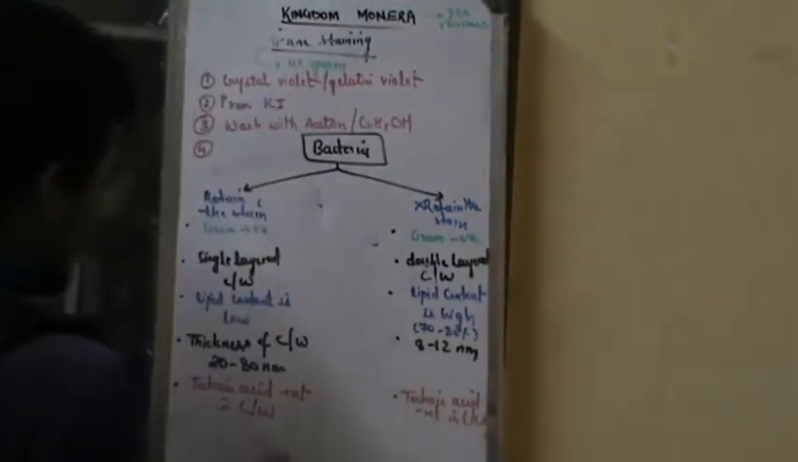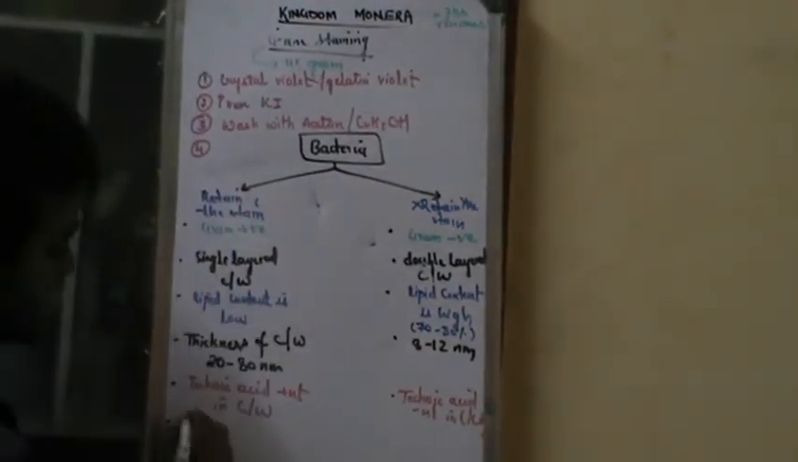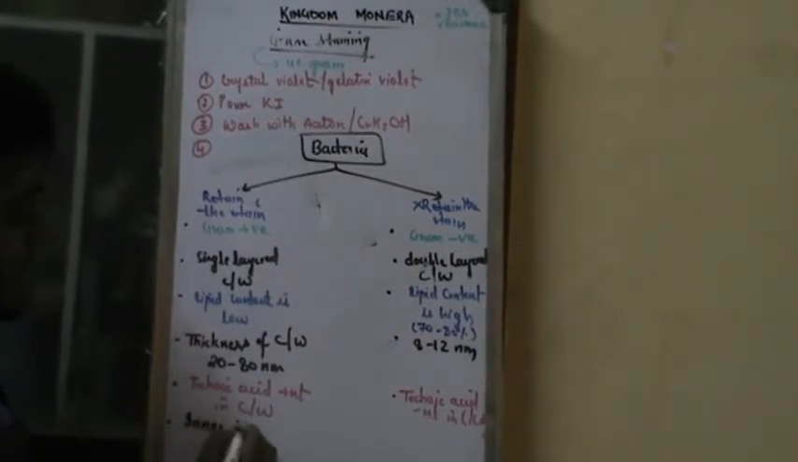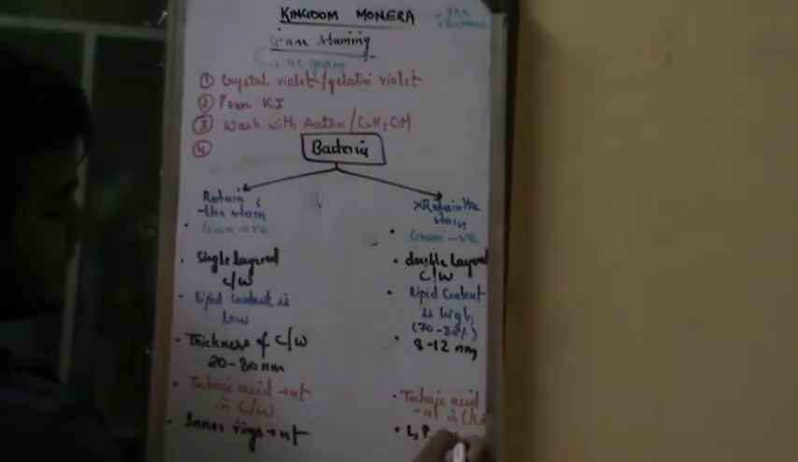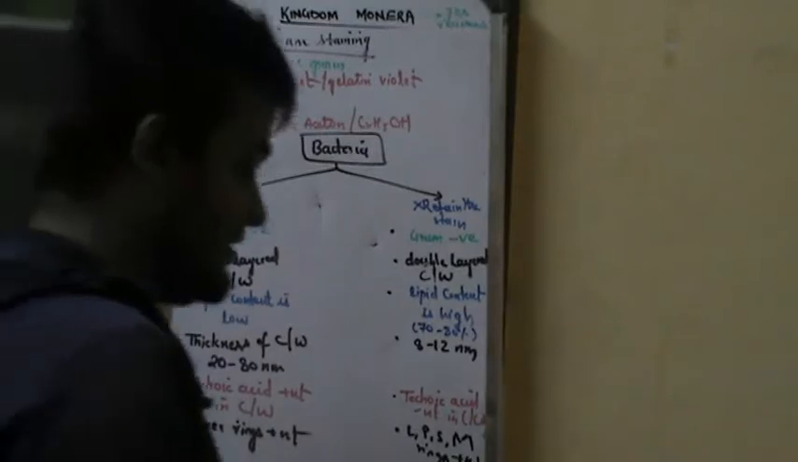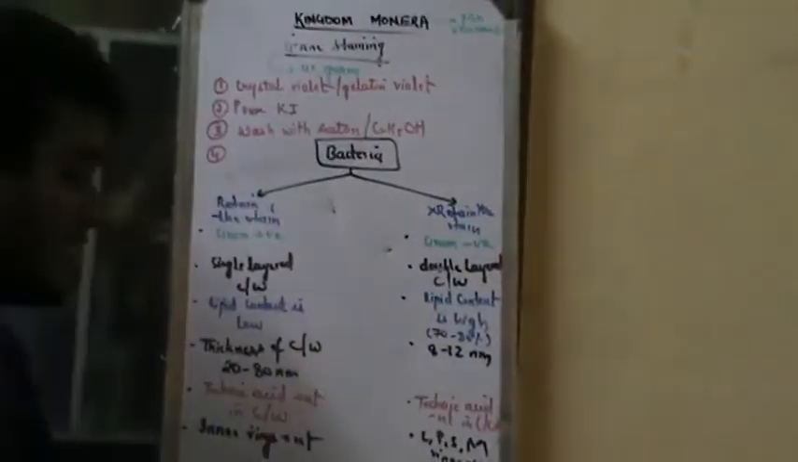After that, I told you earlier that gram negative bacteria have only inner rings, right? Only S and M rings are present, but here L, P, S, M rings all are going to be present in the case of gram positive bacteria. So these are the points.